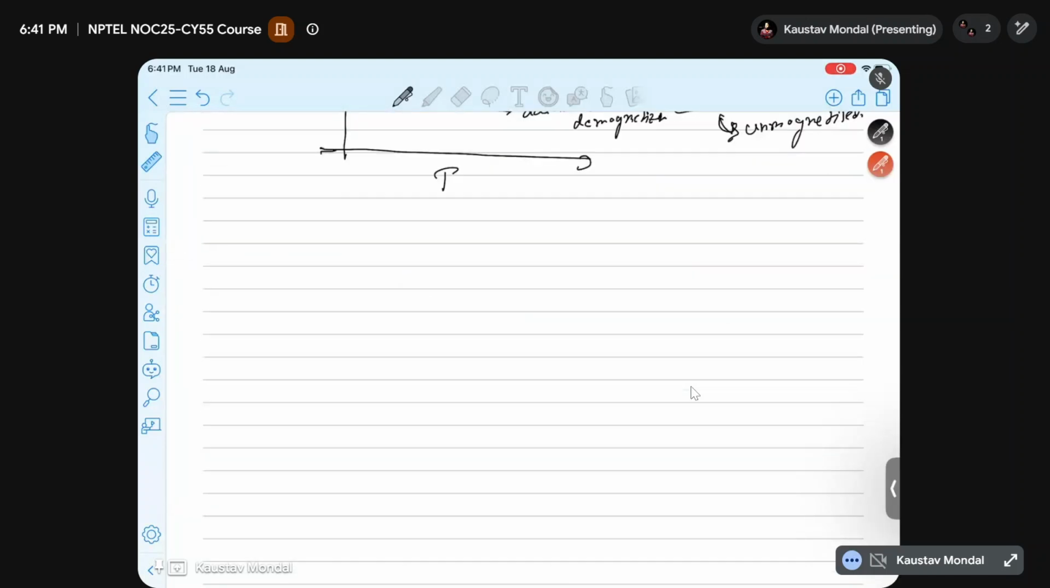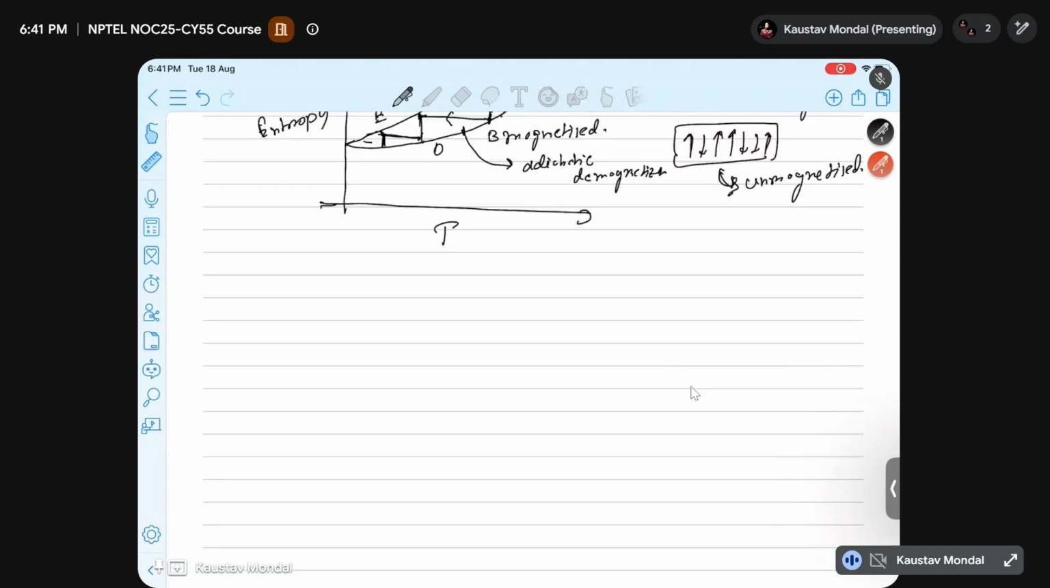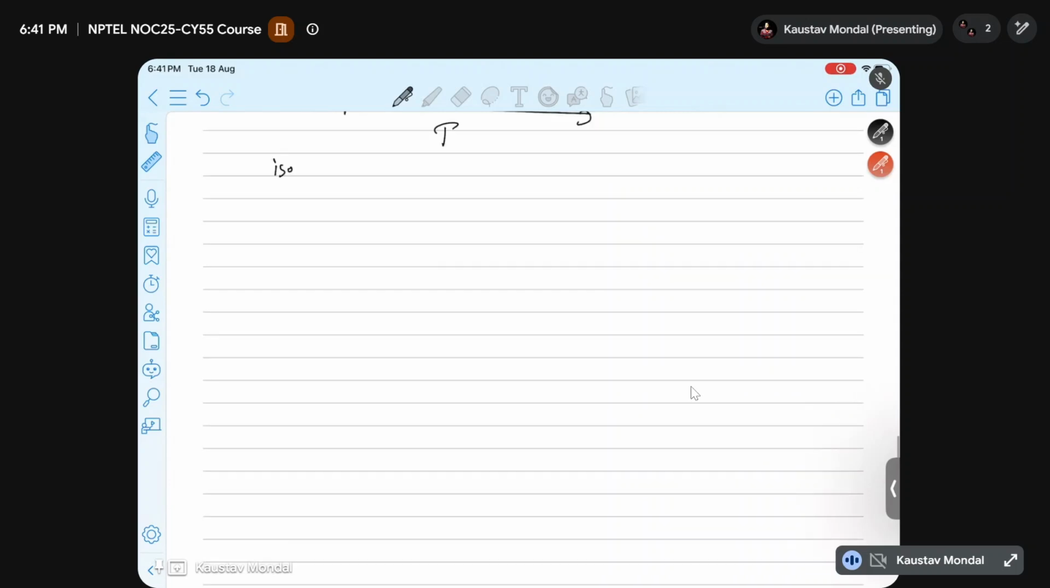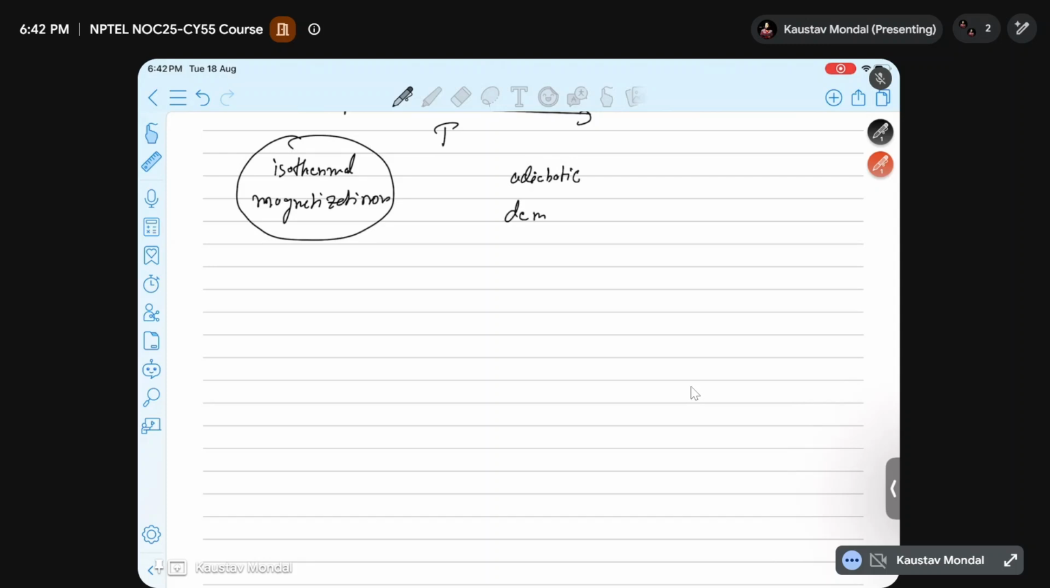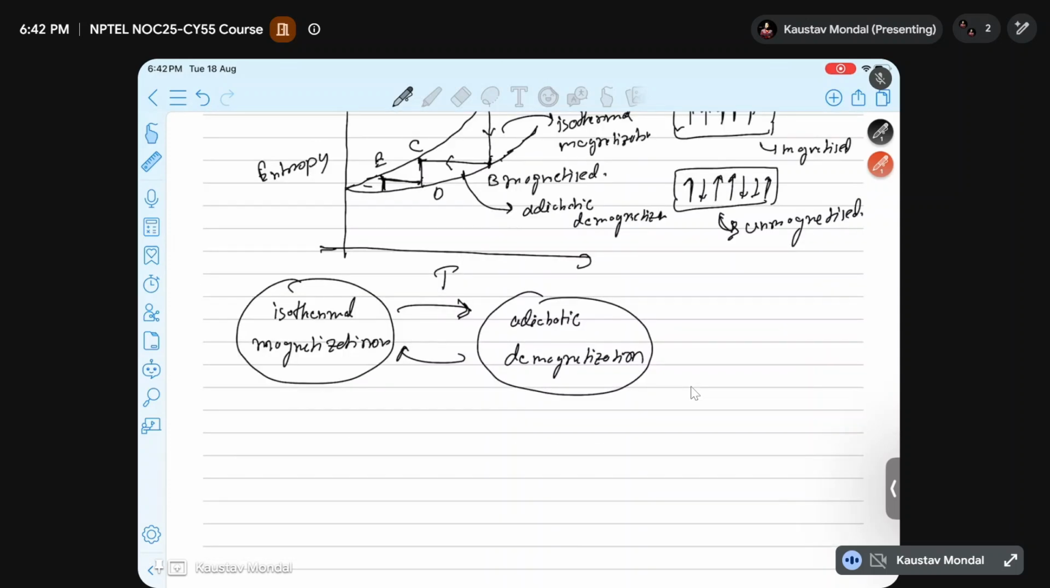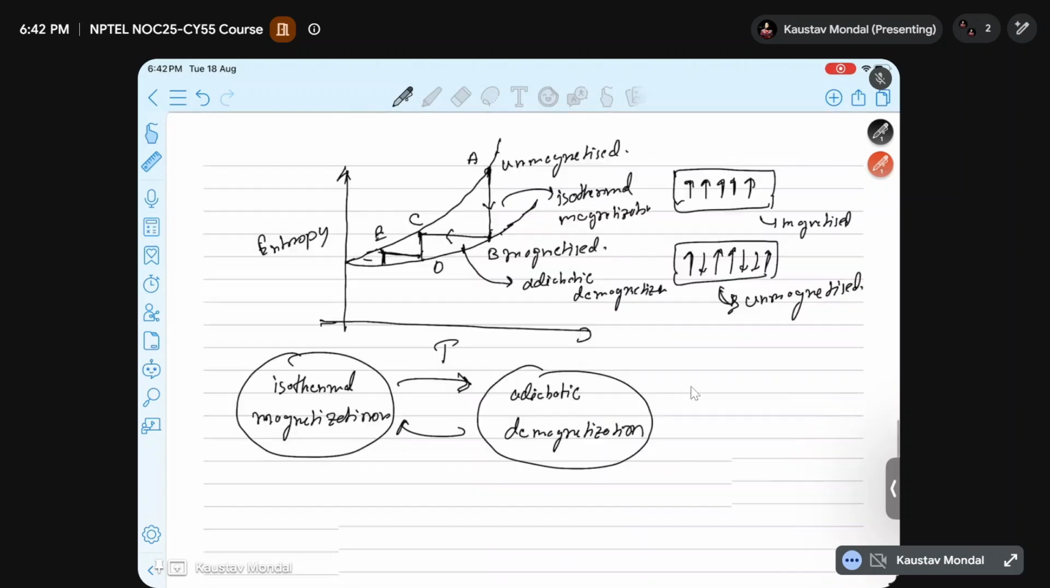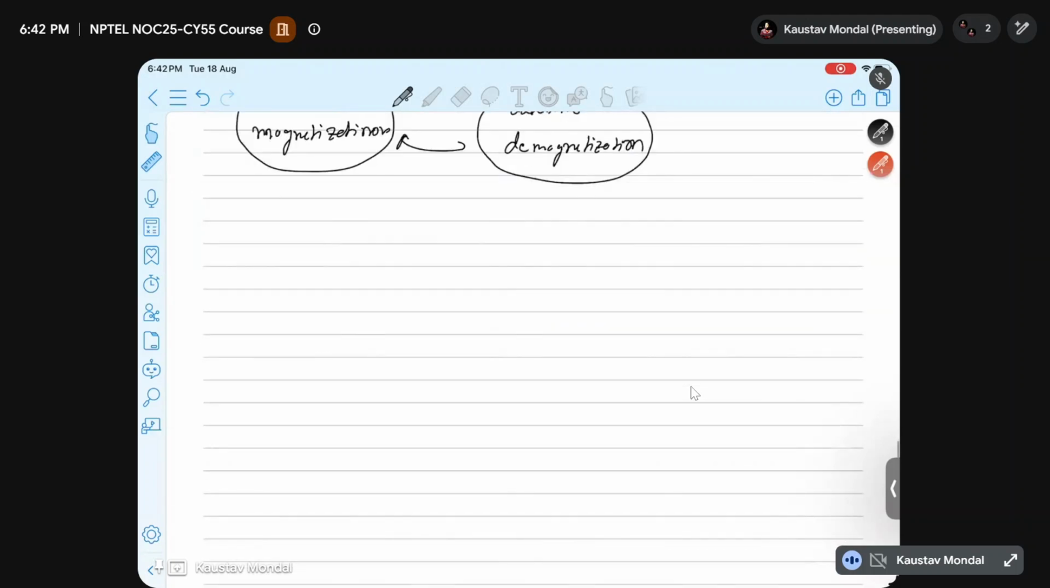So these are the two processes: one is the isothermal magnetization, and the second is the adiabatic demagnetization. You do this again and again in a cyclic way: first this, then this, then this, then this. In this way you bring down the temperature of the system to a very low value.